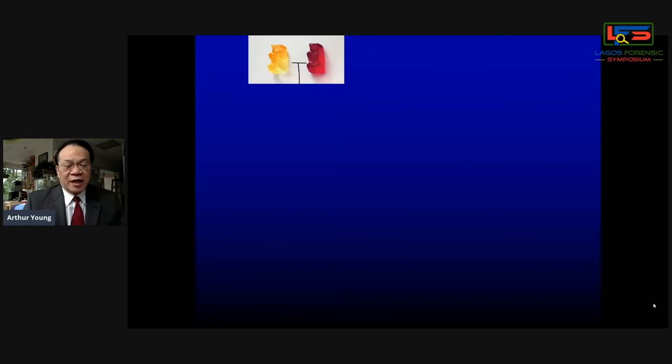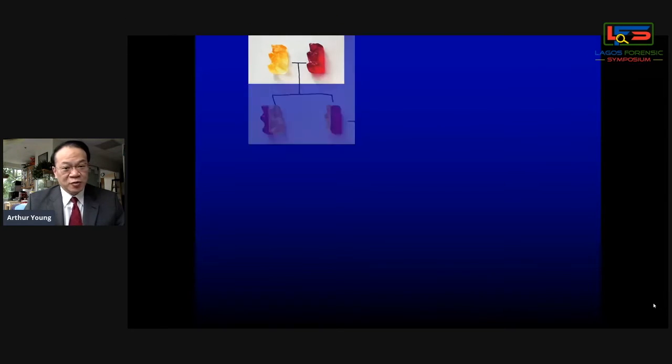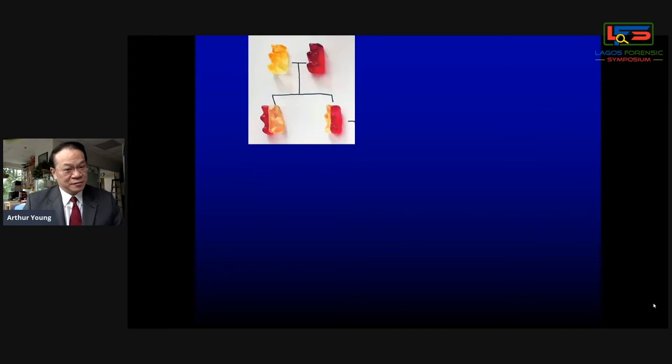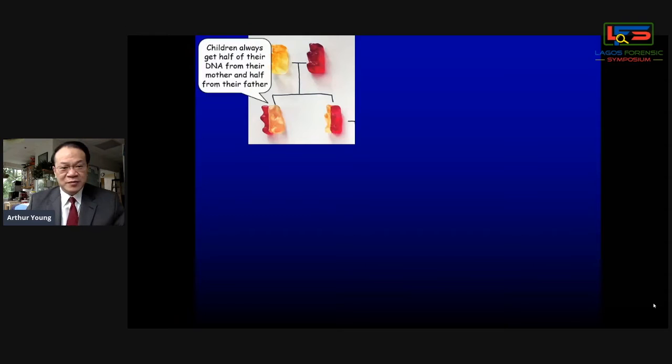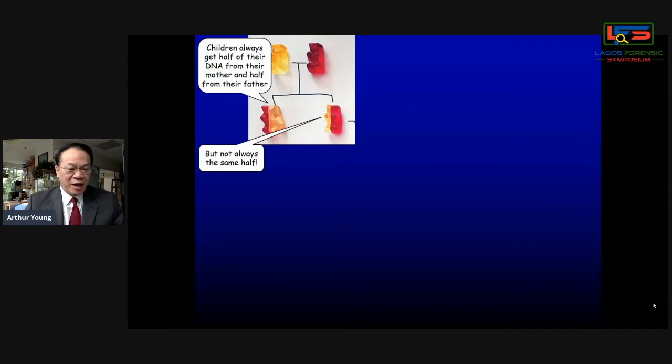So let's take a look at a family tree then. Here we have 2 gummy bears, a yellow one and a red one. And if they have 2 cubs, they're each going to contribute half of their DNA to each child. So children always get half of their DNA from their mother and half from their father. However, it's not always the same half that each child receives.